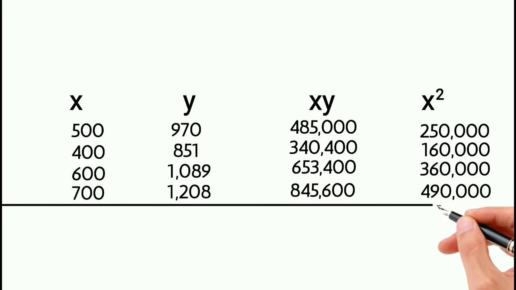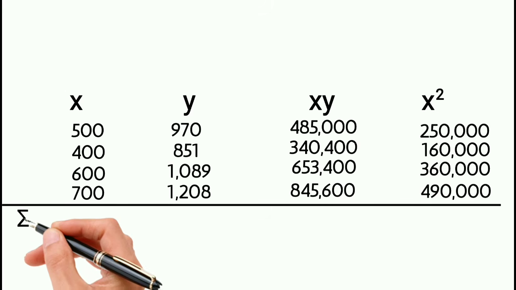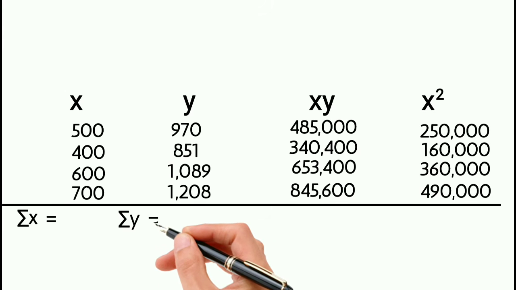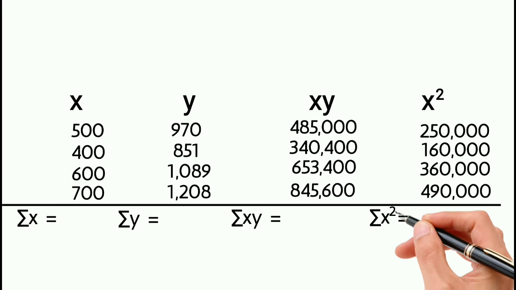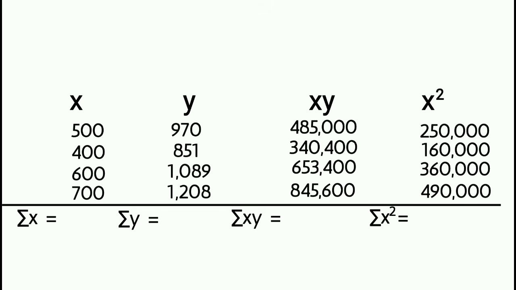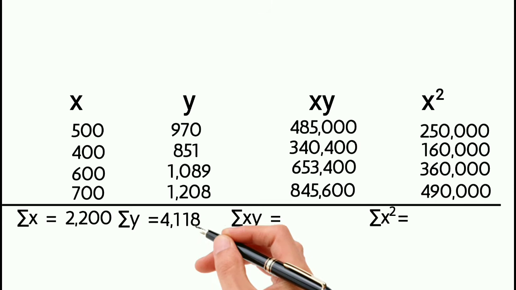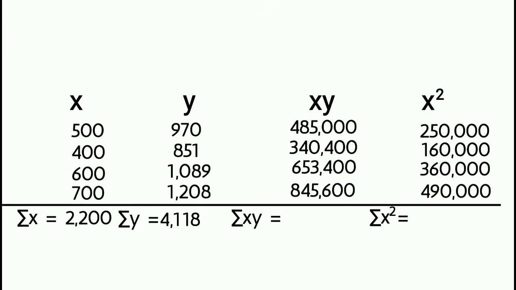After that, pwede na nating makompute yung summation of X, summation of Y, summation of XY, and summation of X raised to the power of 2. Ang summation of X ay 2,200. Paano na-compute? 500 plus 400 plus 600 plus 700. Next, summation of y, 970 plus 851 plus 1089 plus 1208. The summation of y is equal to 4118.